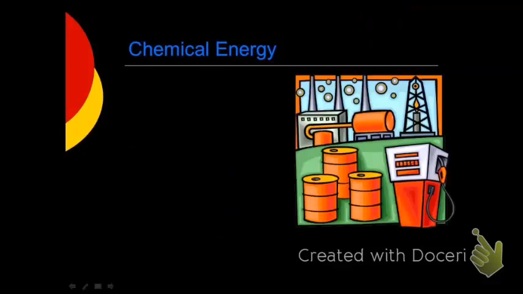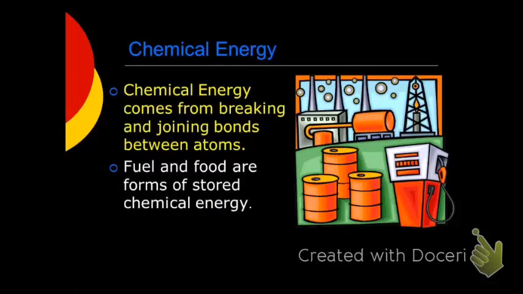Cameron, tell us about chemical energy. So chemical energy is found in fuel, like gasoline, and food, and batteries. And the energy actually comes from when you break the bonds or join bonds between two atoms.